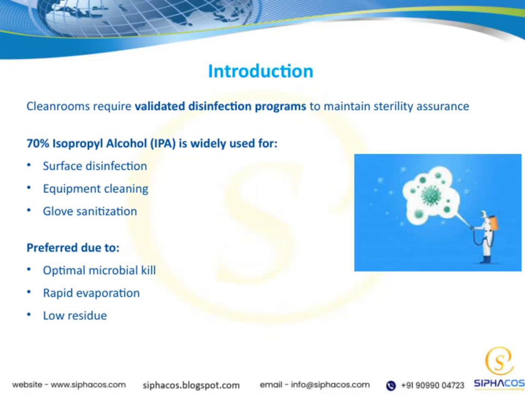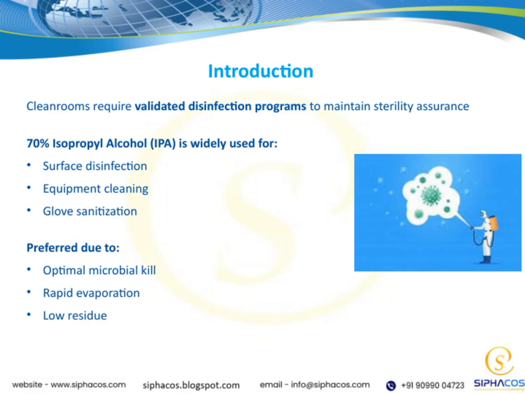Let's start by emphasizing that cleanrooms are critical environments where maintaining sterility is absolutely essential. To achieve this, we need validated disinfection programs that ensure consistent and reliable results. Now, one of the most widely used disinfectants in these settings is 70% isopropyl alcohol, or IPA. It's popular because it's effective for several key tasks: surface disinfection, cleaning equipment, and even sanitizing gloves.